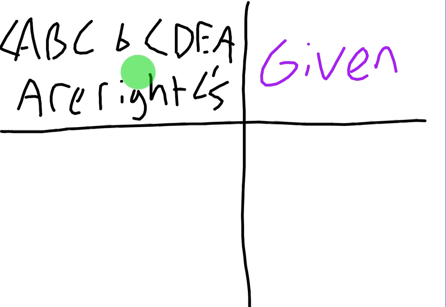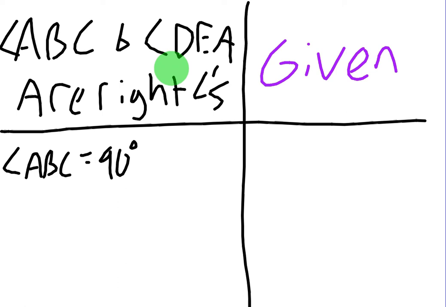So what do you think the next line is going to be? If they're right angles, what does that mean they're equal to? 90, yes. So angle ABC equals 90 degrees. And we'll just put it in one line, equals angle DEA, right? You can write it like that as one line. Okay, what's the reason for that? Definition of right angles.